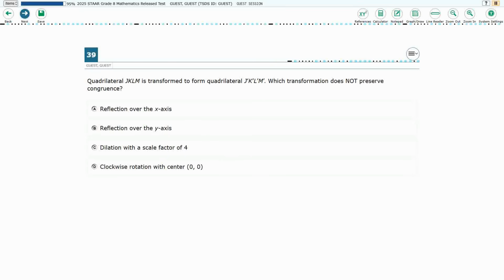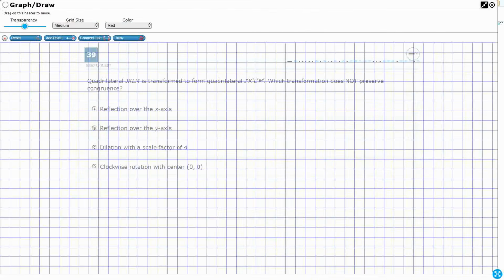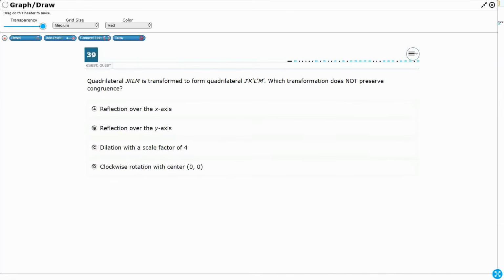39, we are dealing with congruence and transformations. This is 8.10b, and we are just dealing with the definition here. So we are transforming this quadrilateral to form the new quadrilateral, JKLM prime. Which one does not preserve congruence? Okay, so 3 of these will preserve congruence. All right, so if we reflect it over the x-axis, let's say this is my quadrilateral, I'm flipping it, but it does preserve congruence.